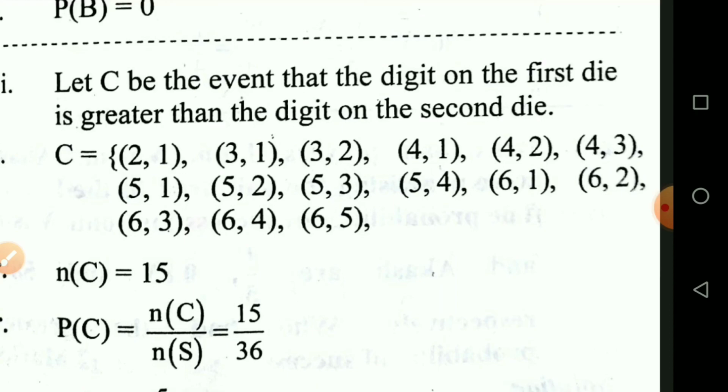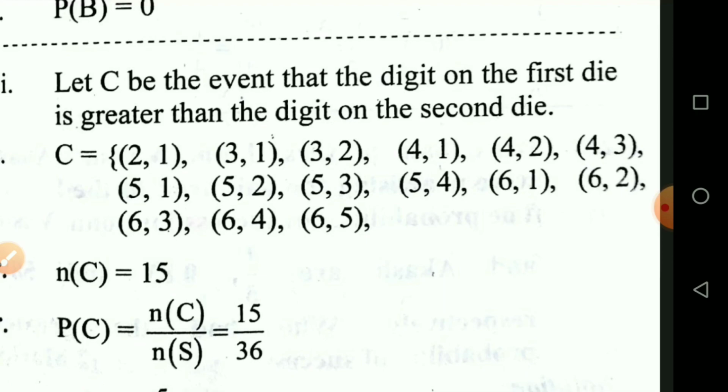C is equal to {(2,1), (3,1), (3,2), (4,1), (4,2), (4,3), (5,1), (5,2), (5,3), (5,4), (6,1), (6,2), (6,3), (6,4), (6,5)}. In all these cases, the result on the first die is greater than the second die. Number of C is equal to 15.